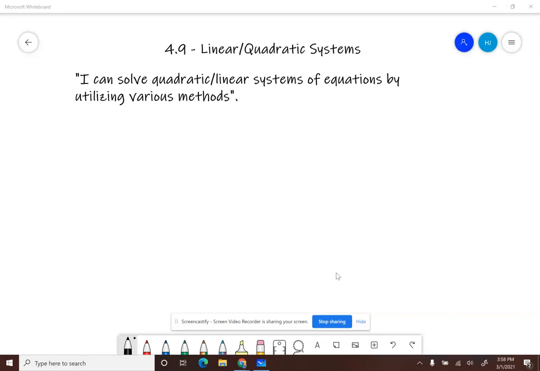Hey guys, we're doing our last section today of chapter 4, 4.9 linear quadratic systems. And again, our mission here is I can solve quadratic linear systems of equations by utilizing various methods.